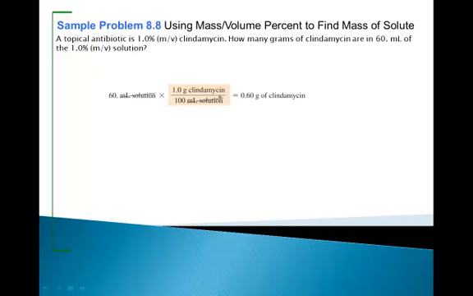So 1 gram per 100 milliliters. That's because my percent mass by volume is grams over milliliters. I'm going to put the milliliters on the bottom so that those cancel, and I take 60 times 1 and divide by 100, and that's going to get me my mass, so 0.60 grams.